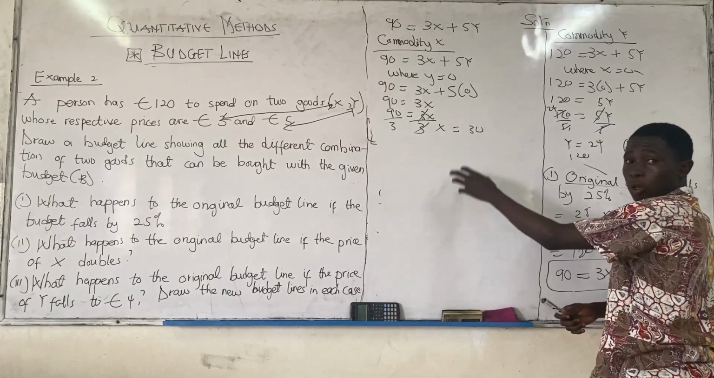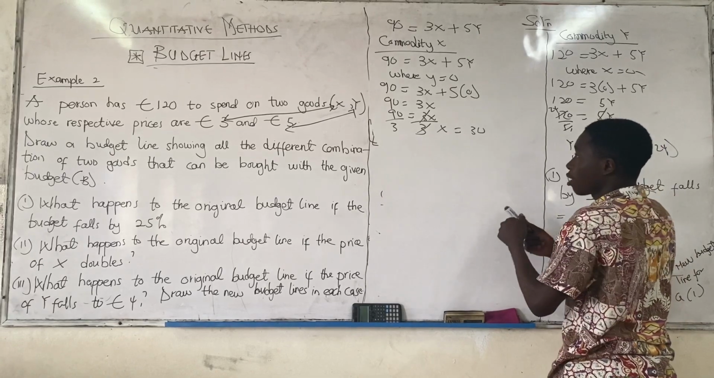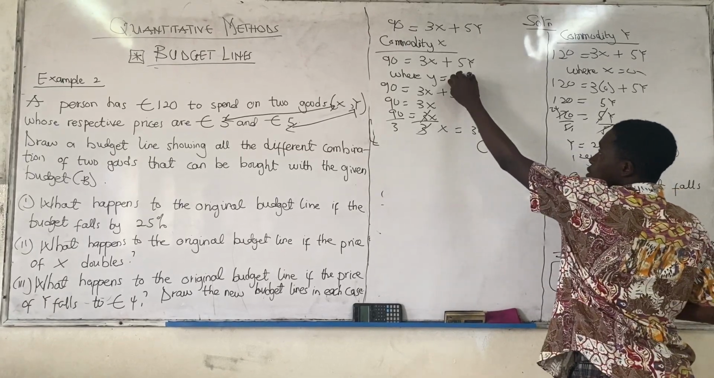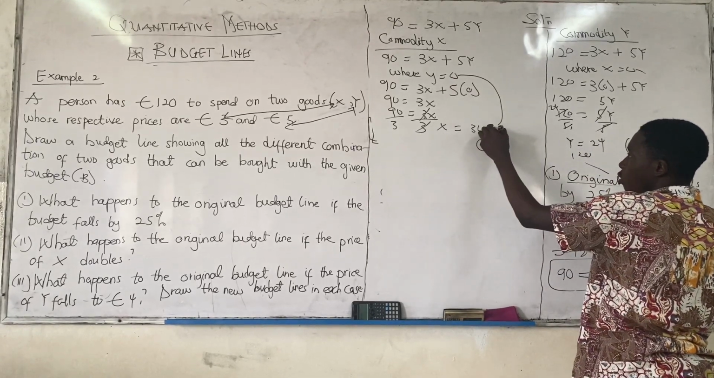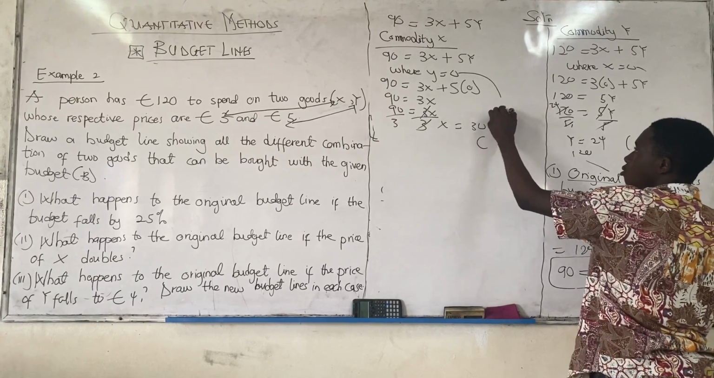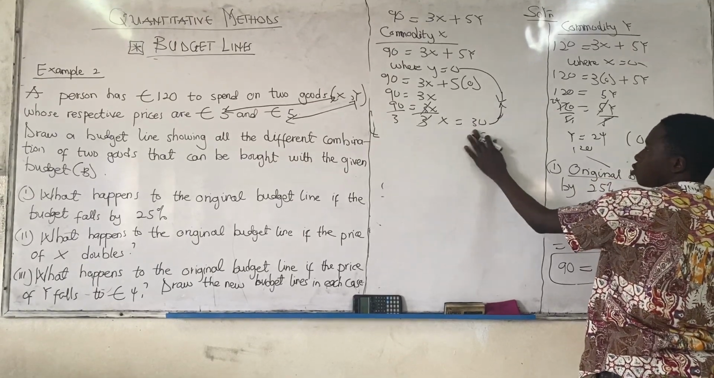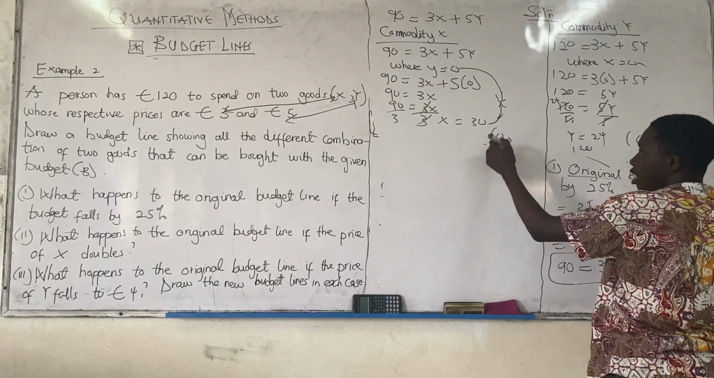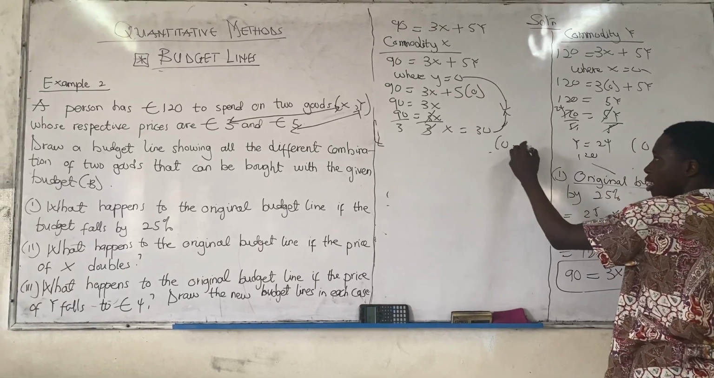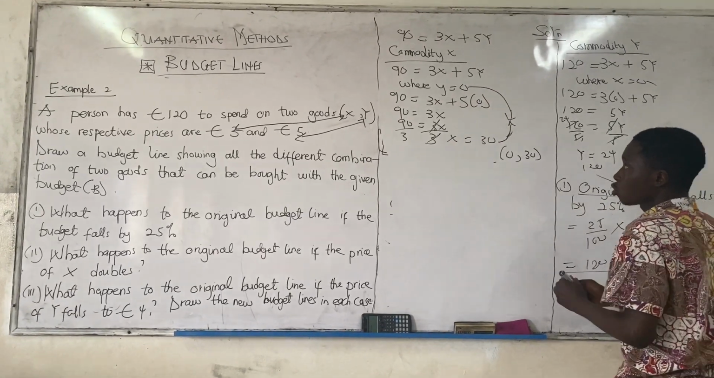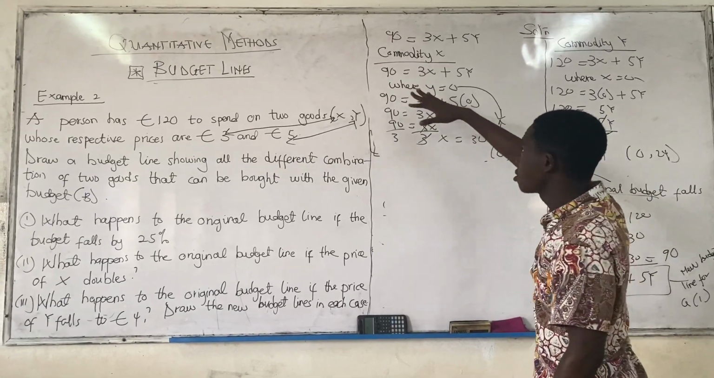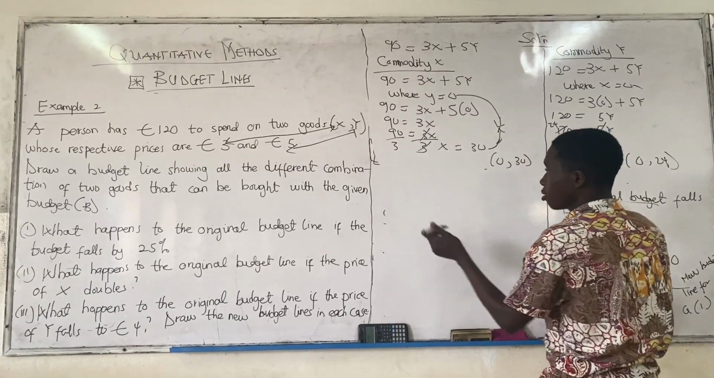So to be able to plot this or to sketch this on the graph, you are going to get y, which is 0, x, which is 30. You are going to get it to be 30, 0. So now you've gotten our commodity x. You also need commodity y. So commodity y.